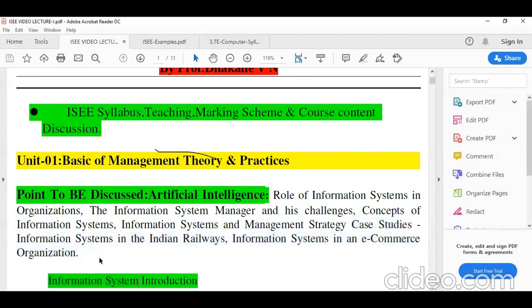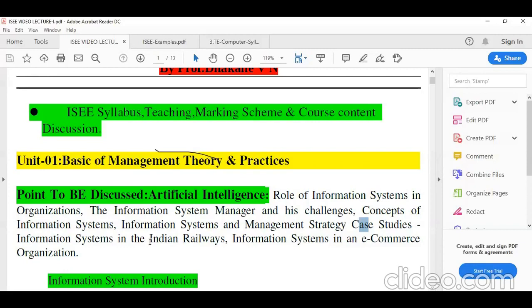For example, here we have the case study, information system in the Indian Railways. Now Indian Railways has an information system available with them, and the name of that is IRCTC. We'll understand what exactly is meant by the information system. Here I'm just telling you what exactly is meant by case studies. The Indian Railways has an information system, and the name of that information system is IRCTC. I hope some of you have used that also.